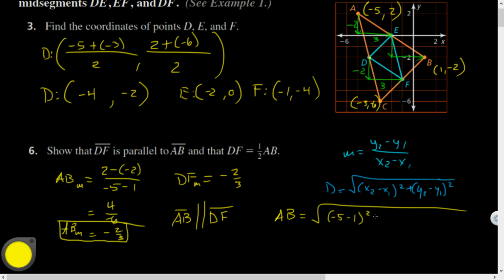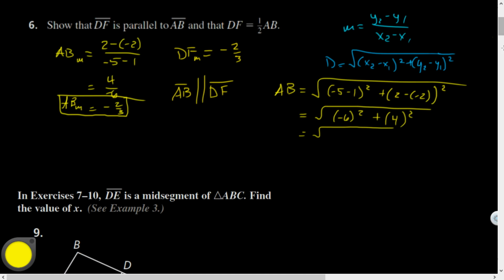-5 minus 1 all squared plus 2 minus -2 all squared equals the square root of -6 in parentheses squared. Without that parentheses, you'd likely make a mistake, so be careful, my friends. The positive one in parentheses is not as much of a concern. Where's my scroll bar here? Wow, I'm still only on like the first problem. Yikes. All right, 36 plus 16 looks like the square root of 52.